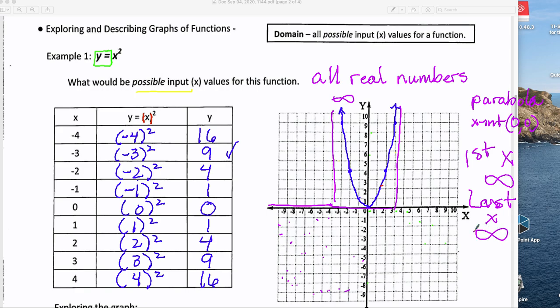Now, to look for where the y starts and stops, I go from bottom to top. Everything is from negative to positive. Left to right on the x's is negative to positive. Bottom to top on the y's is negative to positive.